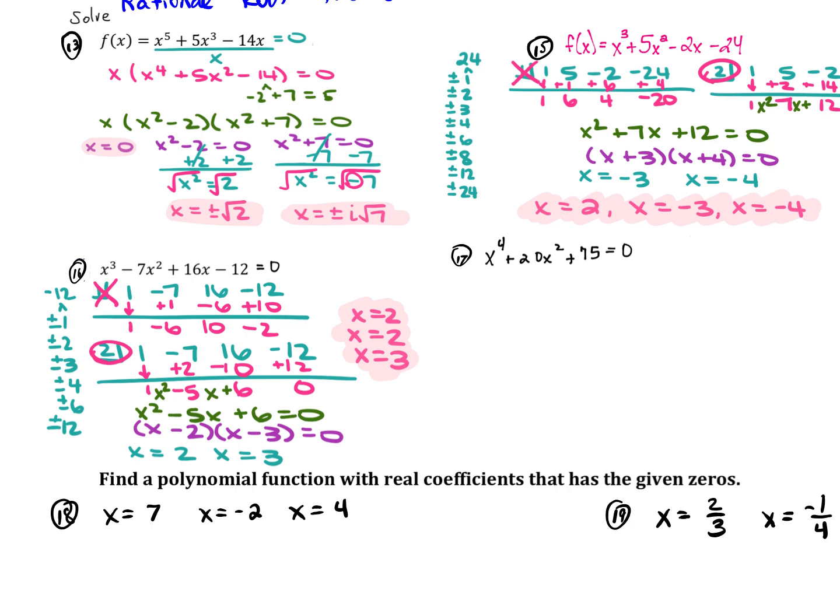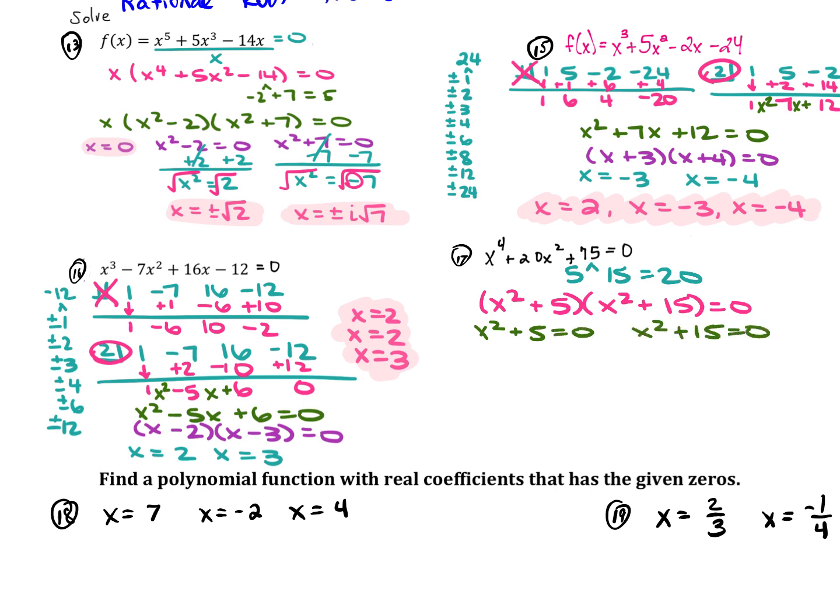For number 17, you have x to the 4th power plus 20x squared plus 75 is equal to 0. I'm going to factor this one only because I can. The 75 has factors of, sorry, 5 and 15, which give you 20. So this is going to factor out to be x squared plus 5 times x squared plus 15 is equal to 0. This then gives us x squared plus 5 is equal to 0, and x squared plus 15 is equal to 0. Move your 5 over, subtract it from both sides.